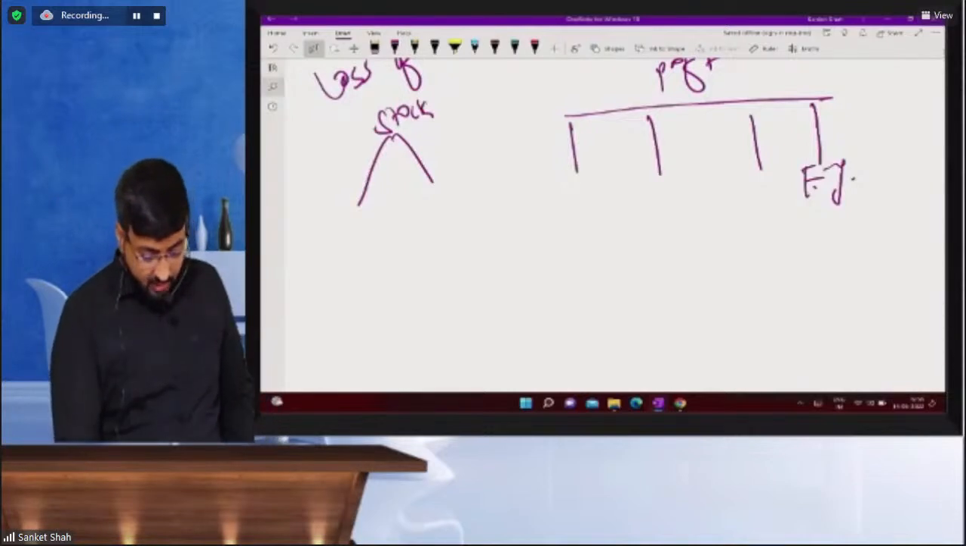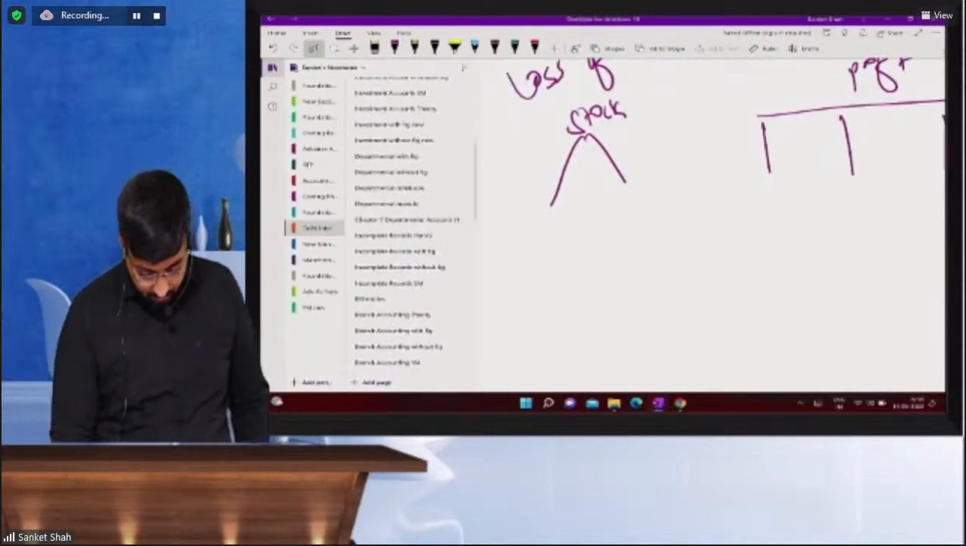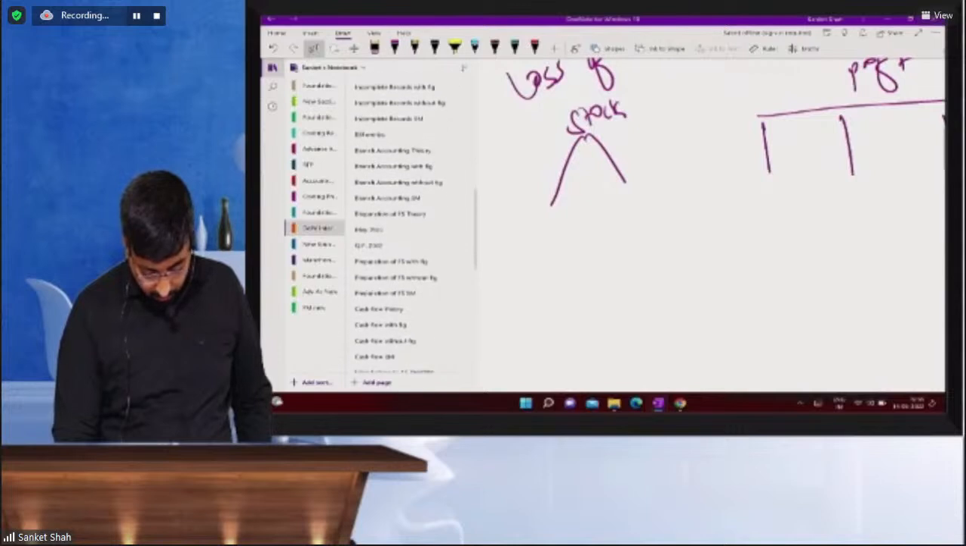Now the next big chapter is, we completed beta almost.